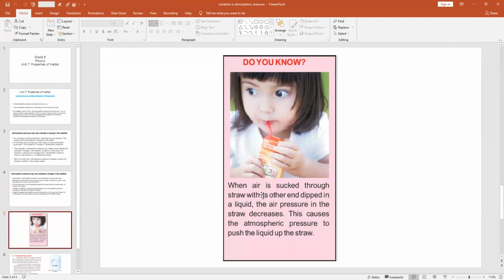When air is sucked through a straw with its other end dipped in a liquid, the air pressure in the straw decreases. This causes the atmospheric pressure to push the liquid up the straw. So as the air pressure starts decreasing, what happens? With the help of atmospheric pressure, all the liquid will be pushed up the straw. So this is an example of atmospheric pressure.